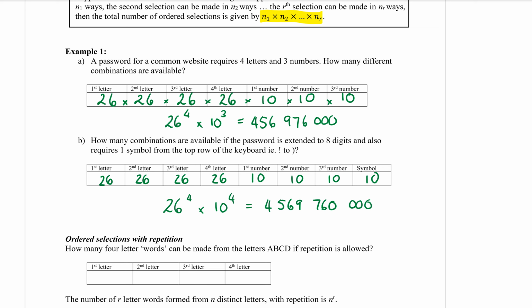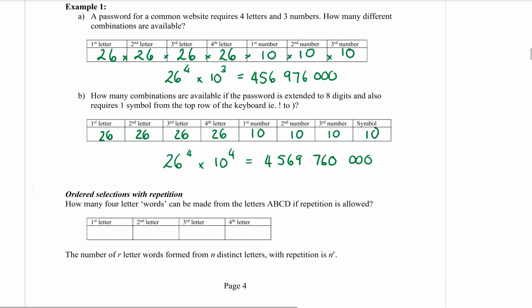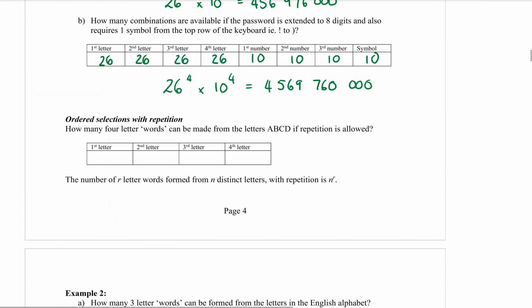All right, next one. Ordered selections with repetition, okay? How many 4-letter words can be made from the letters A, B, C, D? Now, I use the term word loosely. These words are not going to make sense. You can't even make one word out of the letters A, B, C, D that actually makes sense that I can think of. It's just how many different ways can you arrange those 4 letters, okay? If repetition is allowed, that is a key thing in there.